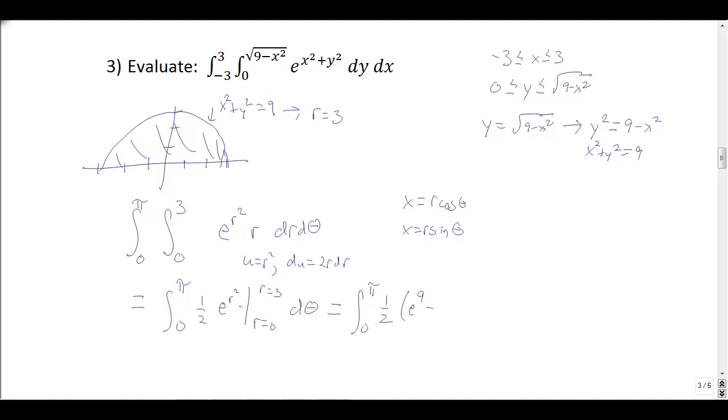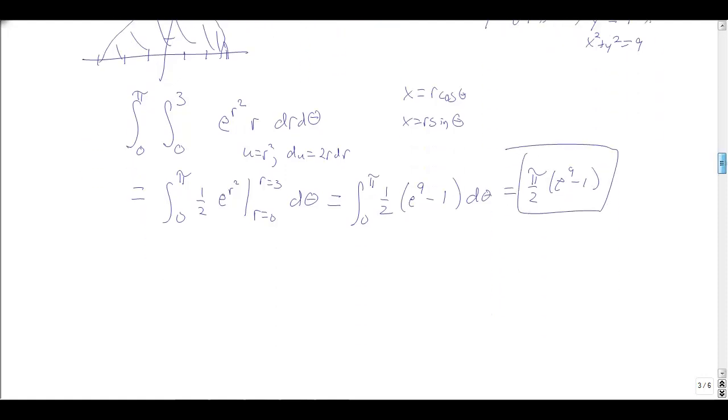Minus when I plug in 0, I get e to the 0, but that's just 1. So I end up with this. And when I integrate this, this is a constant from 0 to pi. That's a rectangle whose height is 1/2 e to the 9th minus 1, whatever that is, and width is pi. So I'm just going to multiply by pi, or you integrate and get a theta there. But what I'm going to get is pi over 2 times e to the 9th minus 1.